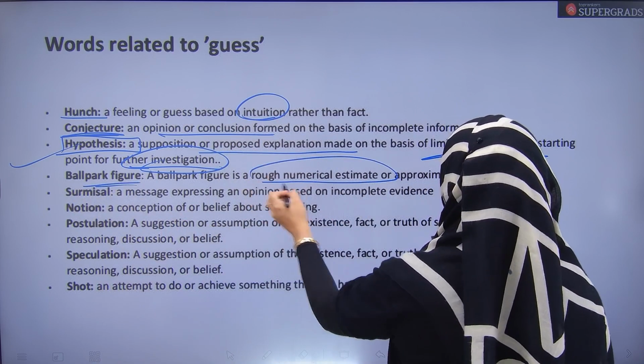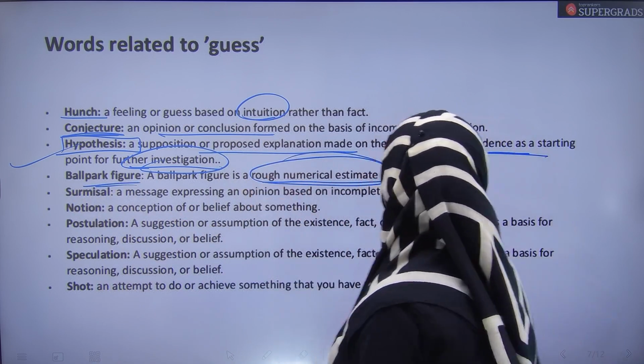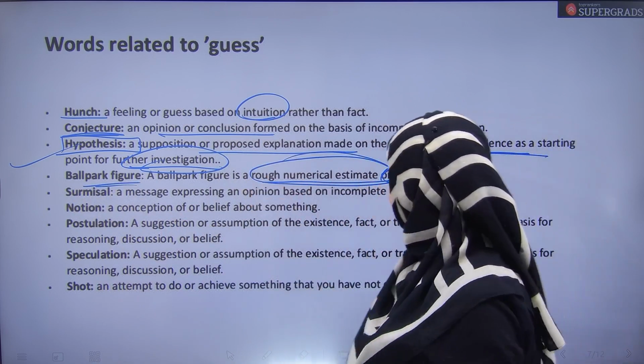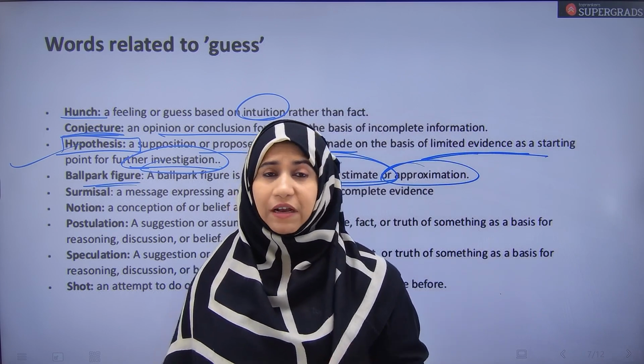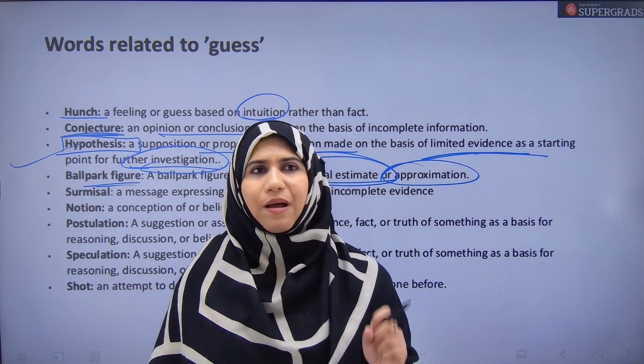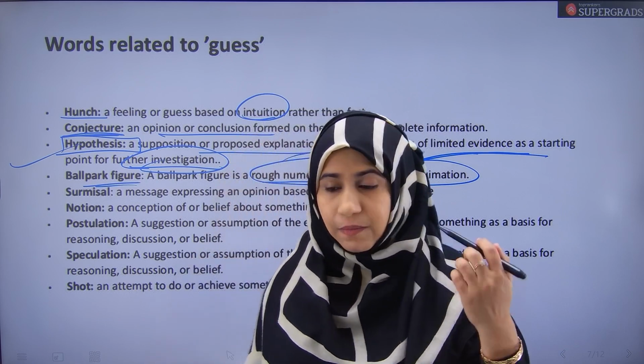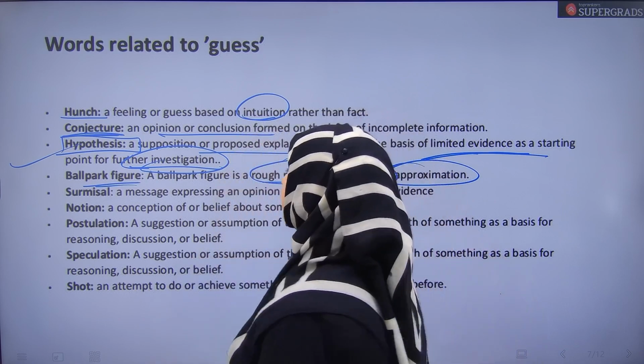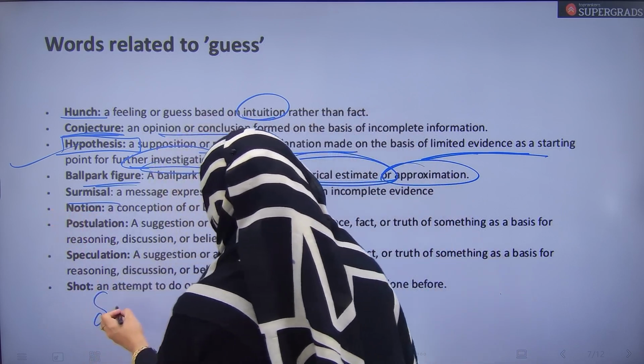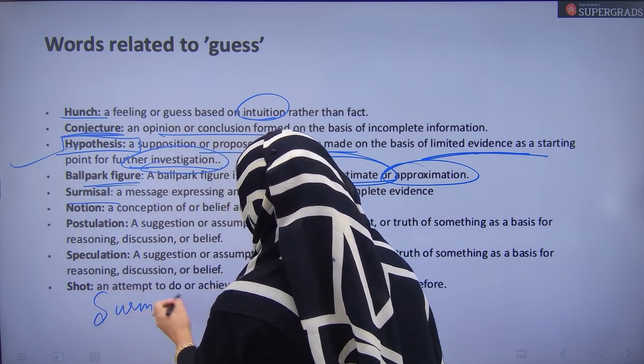Ballpark figure is an estimate. It's a rough numerical estimate. It's an approximation of something. This is the ballpark figure for our annual sales. मतलब हमारे हिसाब से हमारी 1 crore का turnover हो जाएगा. That's a ballpark figure, right? Surmisal. What is a surmise? To surmise is to guess.